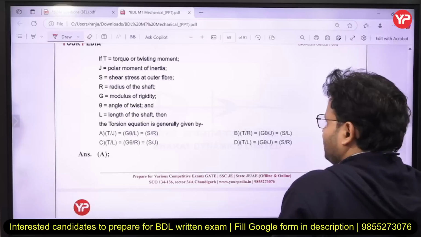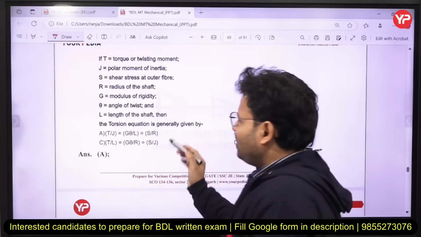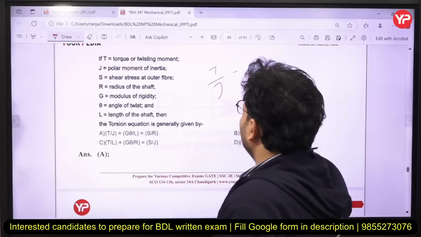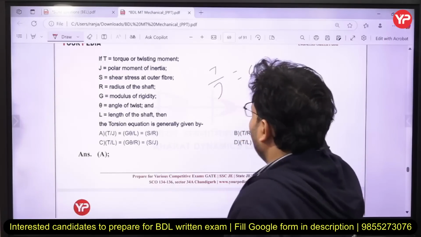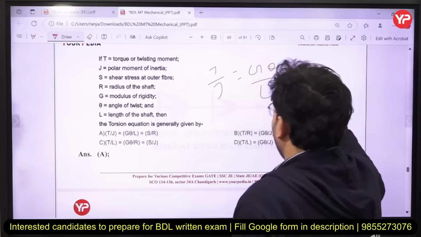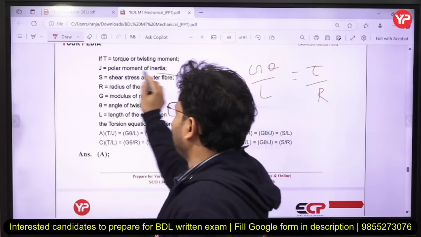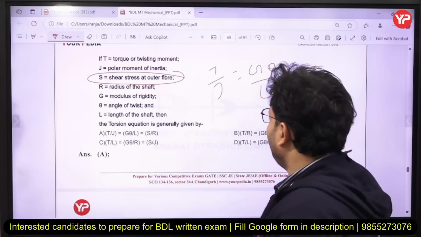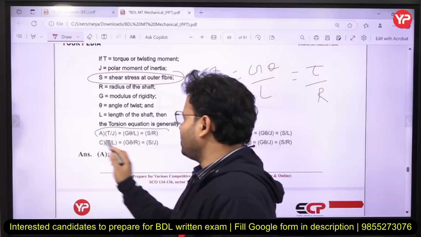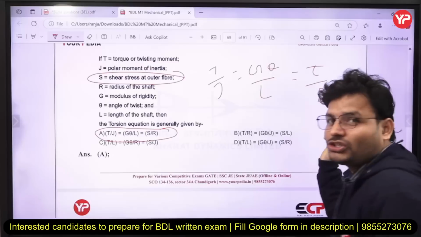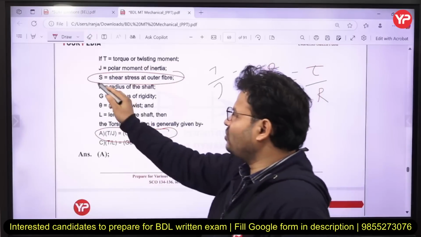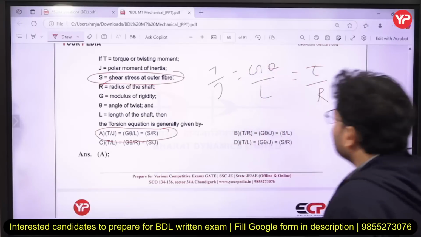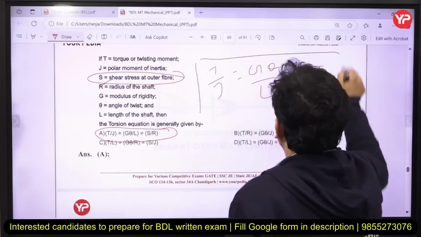Next, my dear friends, basically this is the torque equation. If you remember, T by J, G theta by L, and tau by R. Here tau is the shear stress, S is used here for the shear stress. So T upon J, G theta upon L. So yes, my dear friends, A is the right answer. Usually I use tau, but here instead of tau they use S, shear stress at the outer fiber. So simply we will get option A. That is just the torsion equation that you have to remember.